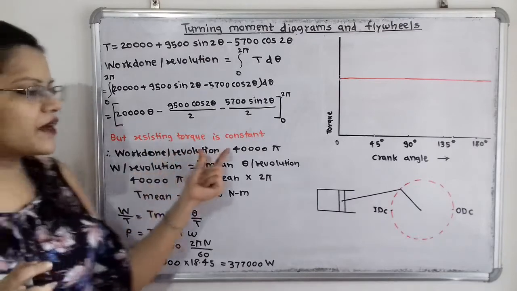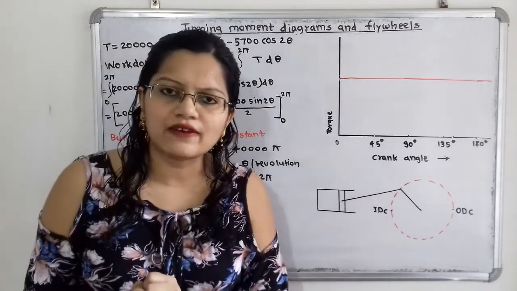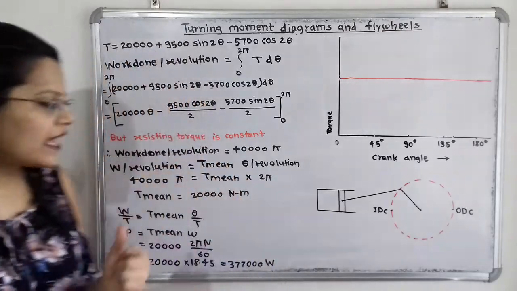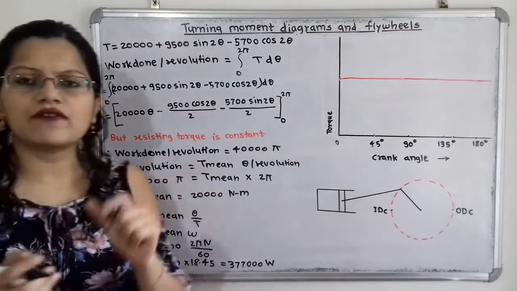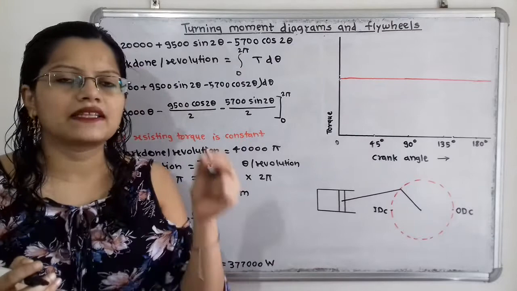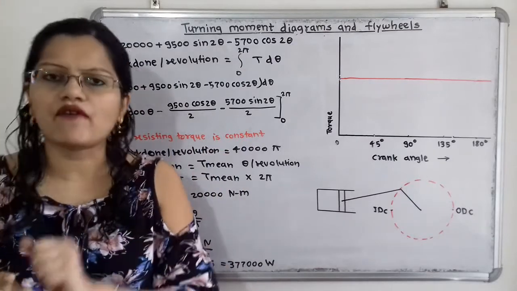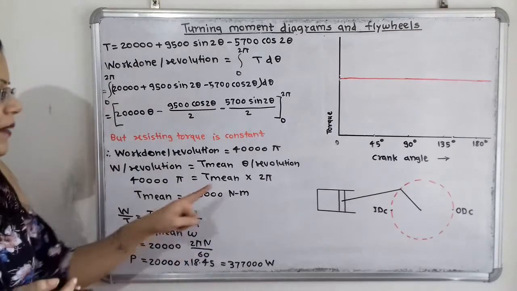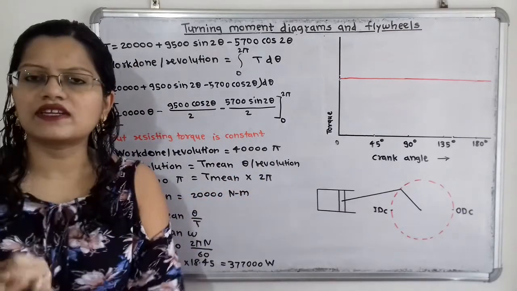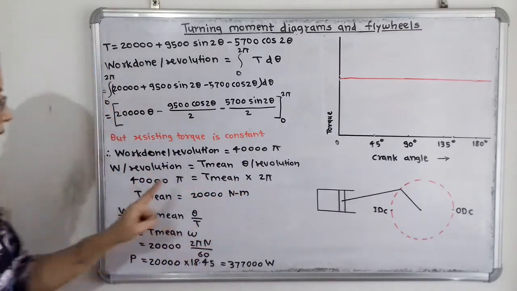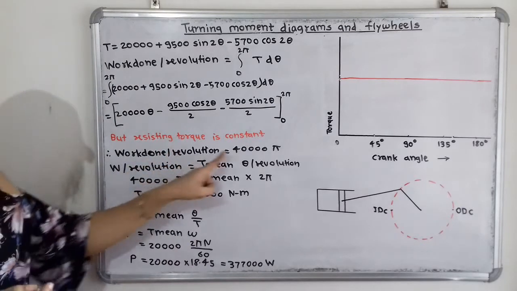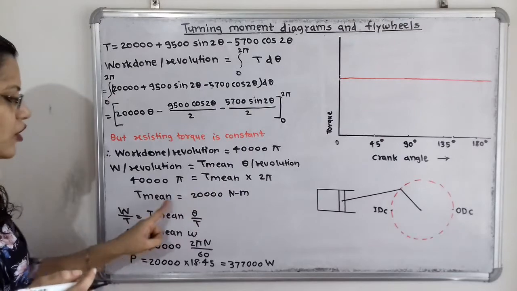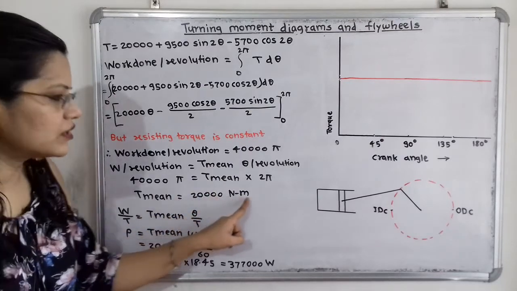So from this work done per revolution we can calculate the mean torque. So what is the formula? We know that work done per revolution is equal to mean torque multiplied by the crank angle per revolution. Here, for one revolution, we have to take 2 pi. So what is the crank angle in one revolution? That is equal to 2 pi, and here work done is 40,000 pi. So what is the value of T mean? Mean torque is equal to 20,000 Newton meter.